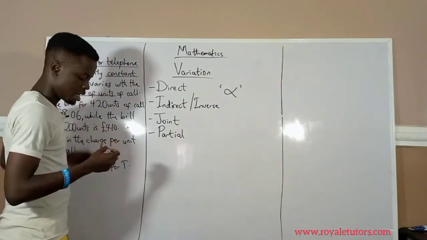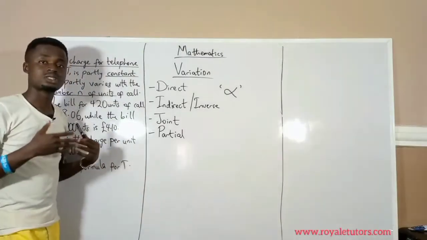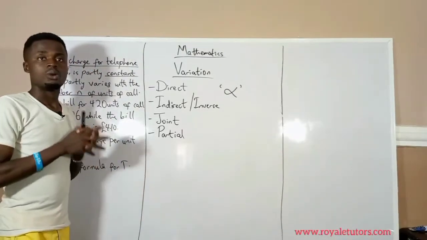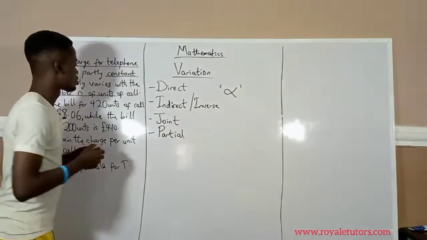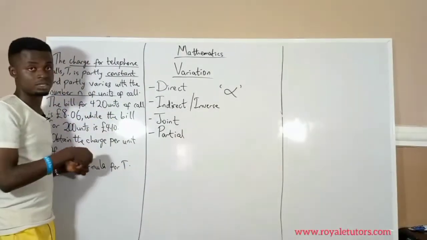If you remember in the last video, I mentioned that there are times that they won't tell you the kind of variation they are working with. But the moment it just says A varies as B, you should know that it is direct variation. Because we can also have inverse variation inside partial variation.